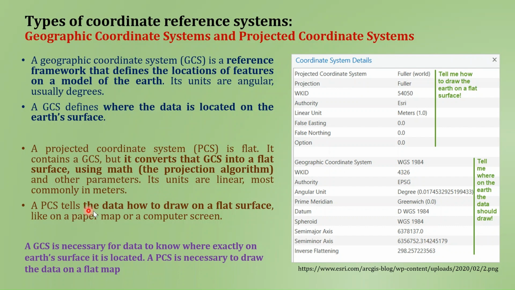So this PCS tells the data how to draw on a flat surface like on a paper map or on a computer screen. In this image, we can see that the geographic coordinate system tells us where on the earth the data should draw, while the projected coordinate system tells us how to draw the earth on a flat surface. So GCS is necessary for the data to know where exactly on the earth surface it is located, while the PCS is necessary to draw the data on a flat map.